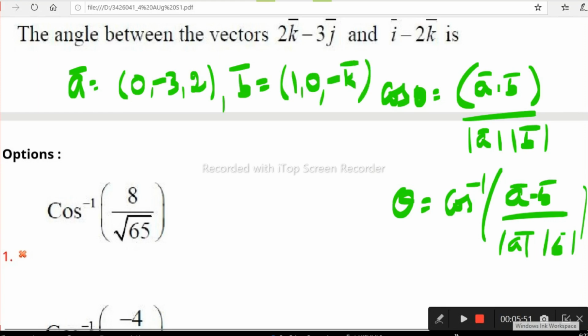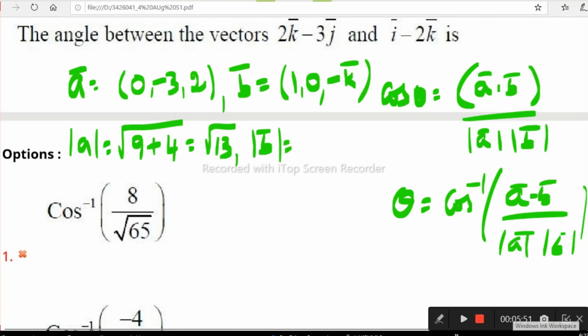So mod A, clearly, is the modulus of the vector: root over x square plus y square plus z square. 0 square is 0, minus 3 whole square is 9, plus 2 square is 4. This is root 13. Okay? And we need mod b also. Mod b is root over a square plus b square plus c square. Here the k coefficient is minus 2, we have to take that. 1 square is 1 plus 0 square plus minus 2 square is 4. 1 plus 4 is 5. That is root 5. Right?